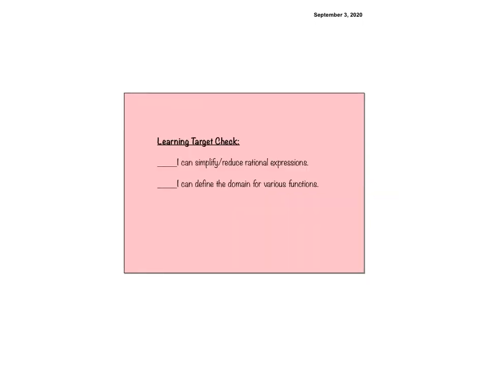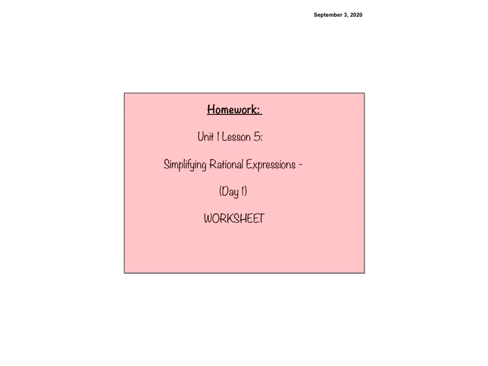So our learning target checked. We had two learning targets: I can simplify and reduce rational expressions, and I can define the domain for various functions. Those were our 2 learning targets. So your assignment there is to complete that worksheet.